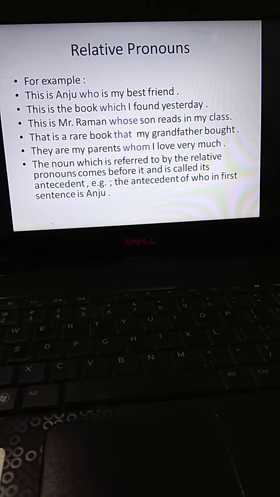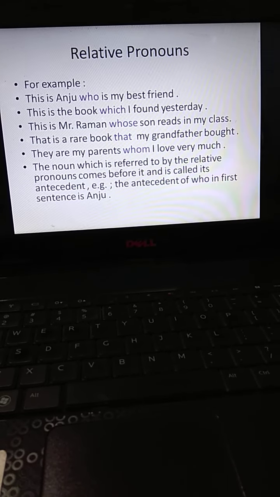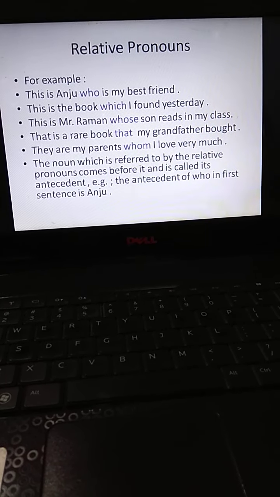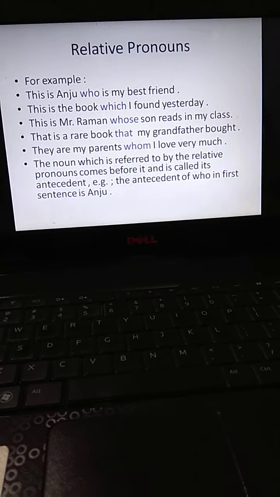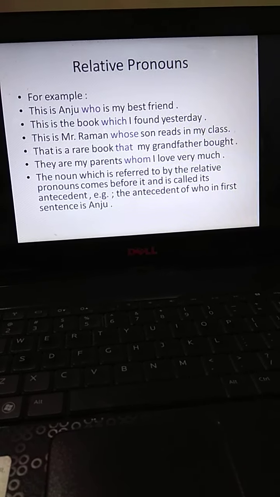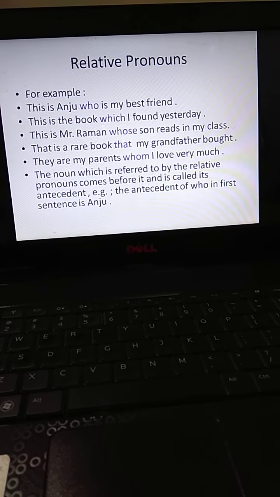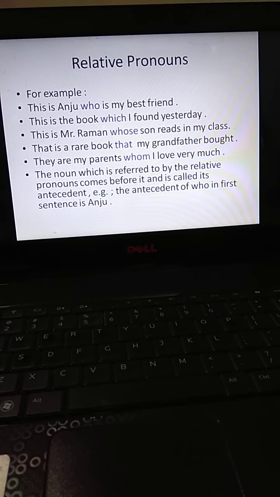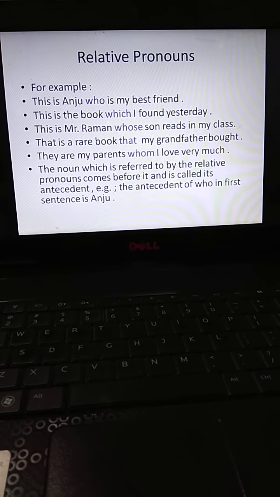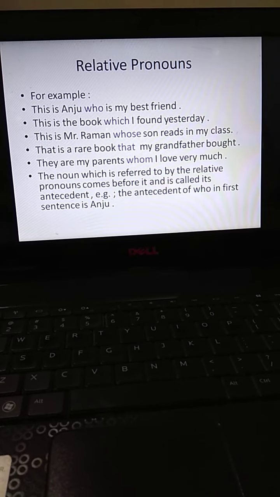The noun which is referred to by the relative pronouns comes before it and is called its antecedent. Antecedent means a thing that existed before or logically precedes another. For example, in the first sentence, this is Anju who is my best friend. The antecedent of who in the first sentence is Anju.